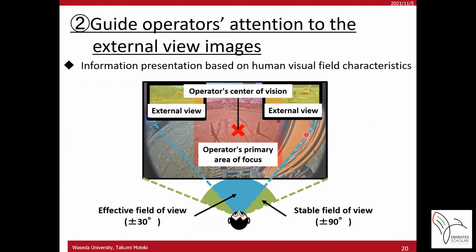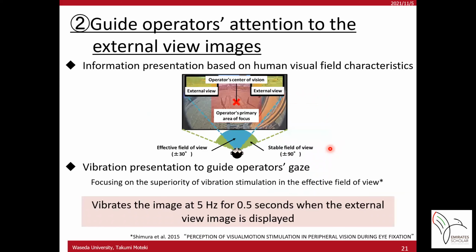In the method proposed in this study, we placed the images of external view into the effective field of human's view, where a human can instantly move his or her gaze to. In addition, based on the findings that vibration stimuli affect most in the effective visual field, we decided to vibrate the image at about 5 Hz when the external view image appears.